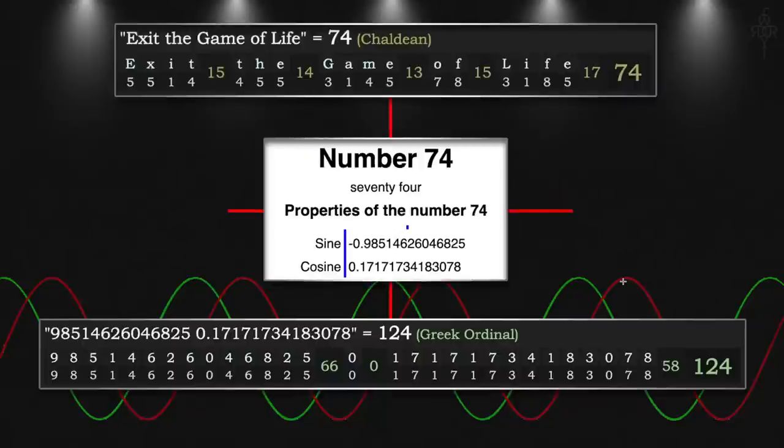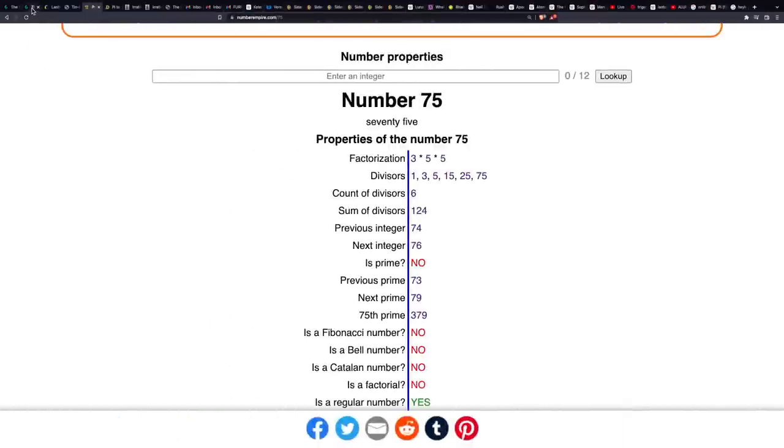What about exiting the game? Well, it's the number 74. What is the 74 sine and cosine wave? It's the 91 as well. So is just entering and exiting the game, is it just a never-ending loop? Do we ever get out of it? Well, the exit part is the 124. So what's the 124? Go right back to the periodic table.